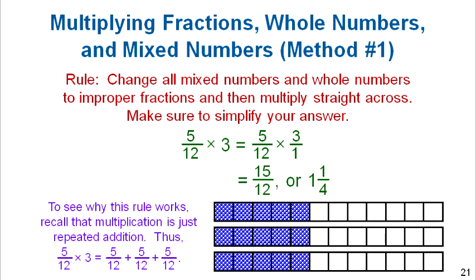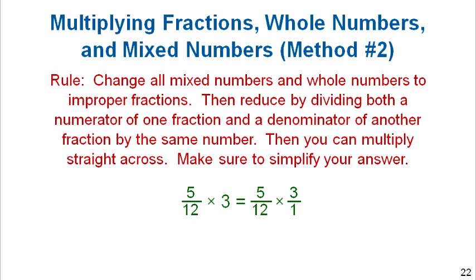To see why this works, recall that multiplication is repeated addition. So, if you want to multiply 5/12 by 3, you want to add 5/12 to itself 3 times. You should notice that this is what this picture shows, and you should also notice that 5/12 plus 5/12 plus 5/12 is equal to 15/12, which, as we said earlier, simplifies to 1 1/4.